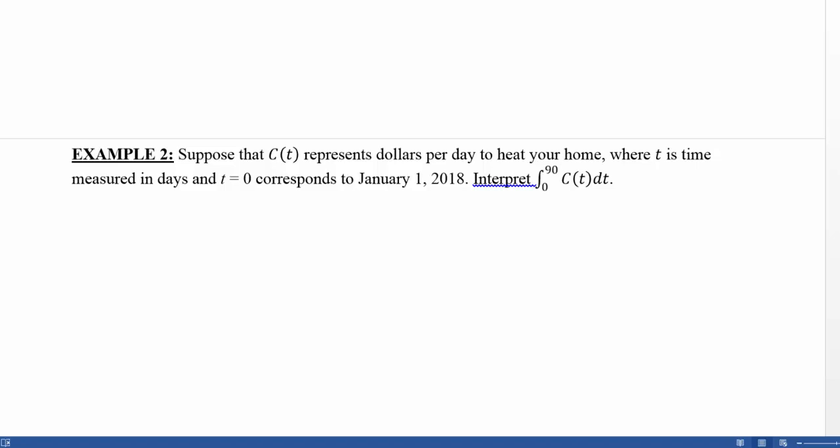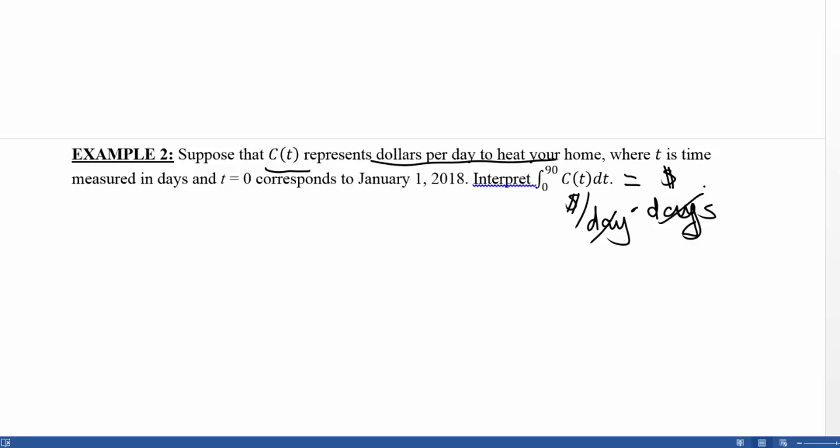So notice here what our units are. C of t is in dollars per day. Now, our time, or our independent variable, is also going to be in days here, just like the previous problem. So the days units are going to cancel. So whatever I get on this other side is going to be in dollars. And I know here we're talking about the cost, right, in dollars per day.